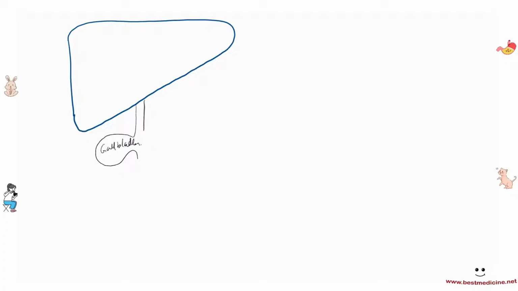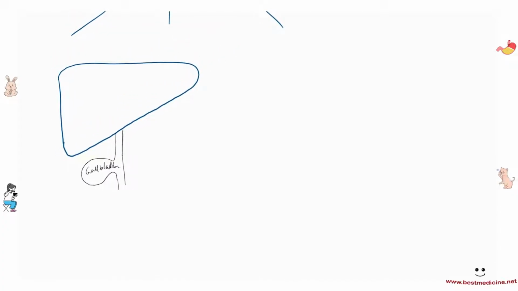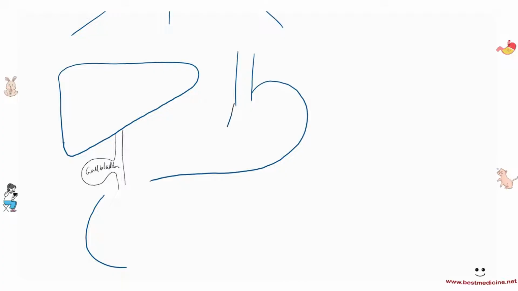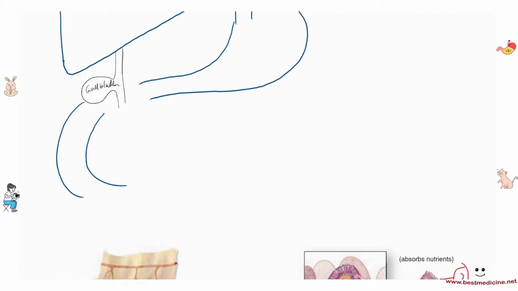Now at some point this is going to enter the small intestine where the food is coming to. Let's have a look at the stomach. The stomach is present on the left side, generally, of the human body, right? Kind of like this. And then the stomach is making the chyme, and that's going into the small intestine. So this is the stomach that we've already finished, and then here's the small intestine.